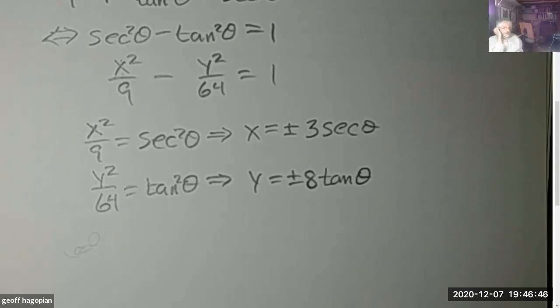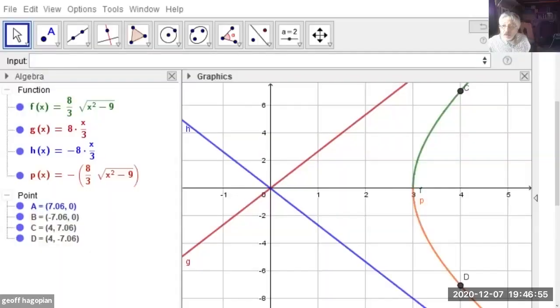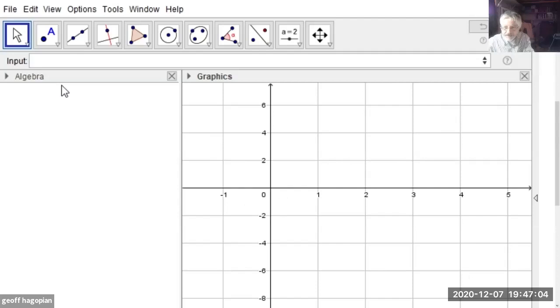So now we have x as a function of theta and y as a function of theta. Is GeoGebra able to handle that? Well, let's take a look. I'm just going to go over here and say, choose all and delete. Sorry, all gone. So now I'm going to use a keyword curve.